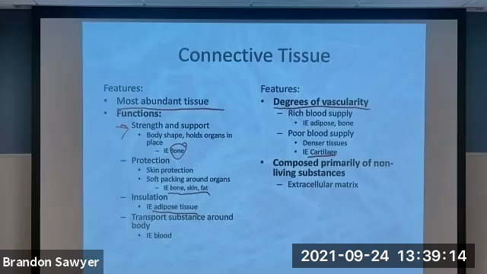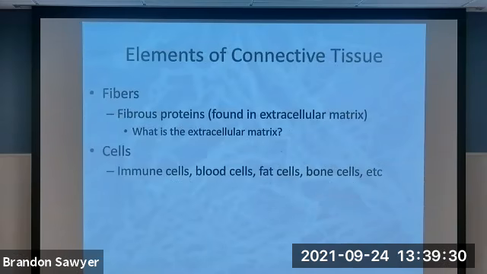One of the other features of connective tissue is that it's again primarily extracellular matrix. Just a few cells scattered about, but then mostly it's the other stuff that makes up connective tissue, which is the exact opposite of epithelial tissue, right? It was almost all cells and very little extracellular matrix.